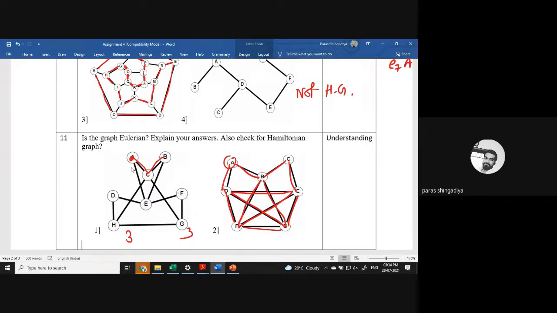When we say any graph is a Euler graph. If you know this trick, how we can check whether any graph is a Euler graph, then you can write the answer for any graph. Okay, you can easily explain any graph which is Euler or Hamilton.